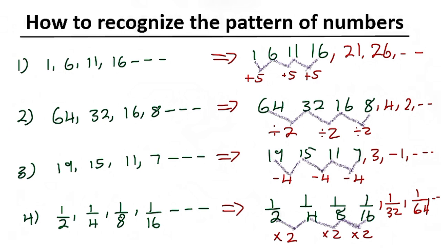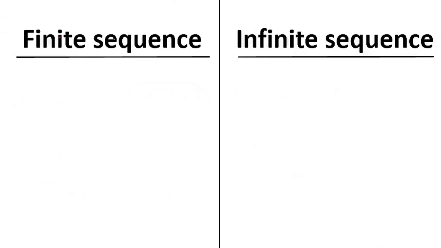Now let's look at another basic introduction of this lesson, which is the finite sequence and infinite sequence. In a finite sequence, the last term is known, is given to us, while in an infinite sequence, the last term is unknown. For example, if you want to think of the set of the first 5 even numbers, this gives us 2, 4, 6, 8, 10, right?